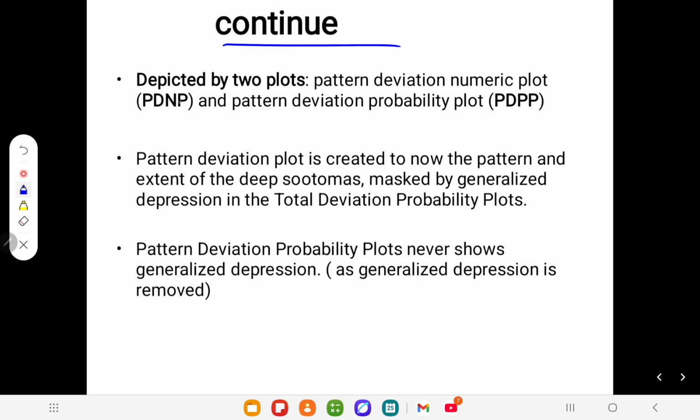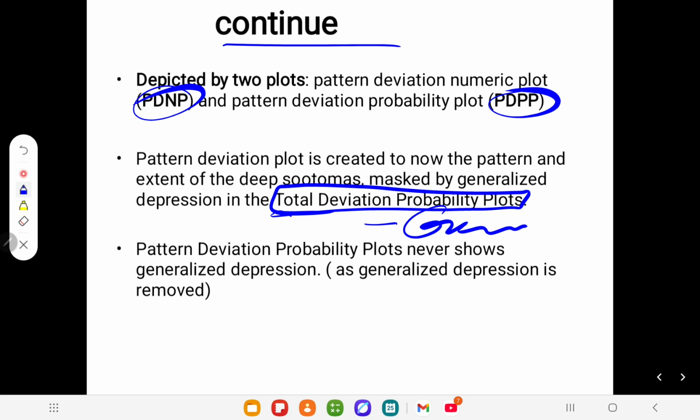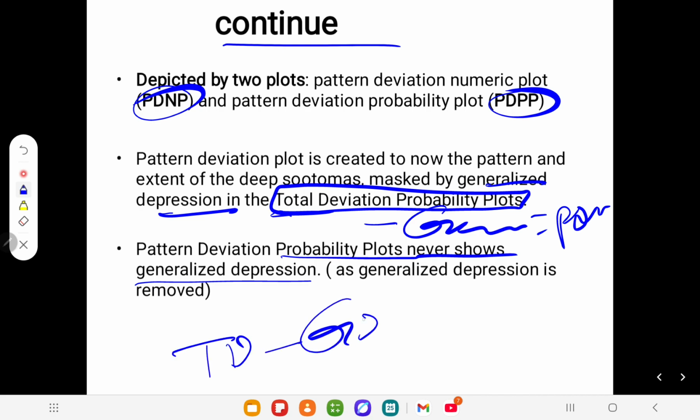It is depicted by two plots: the pattern deviation numeric plot and the pattern deviation probability plot. The pattern deviation plot is created to show the pattern and extent of the deeper scotoma, and marks the generalized depression of the total deviation. So the total deviation probability plot minus generalized depression is the pattern deviation numeric plot or probability plot, whatever. The pattern deviation probability plot never shows the generalized depression. So total deviation minus generalized depression is pattern deviation, isn't it? That's why its name is pattern. It shows the pattern from the total deviation, how much totally it deviates from normal.